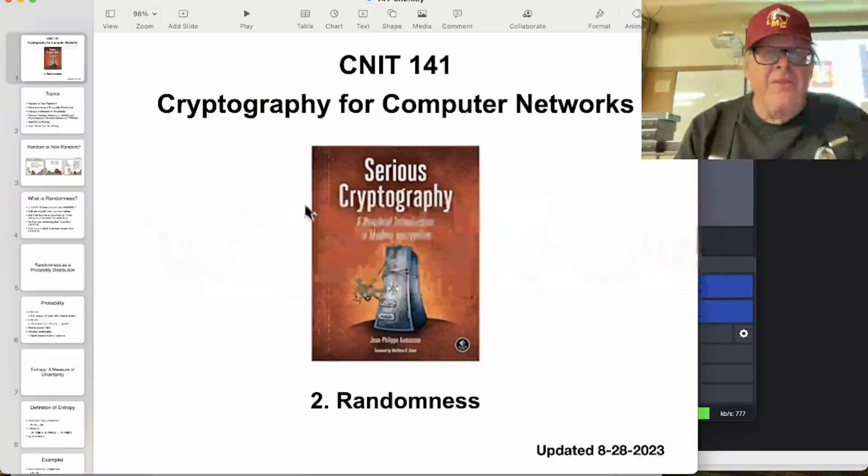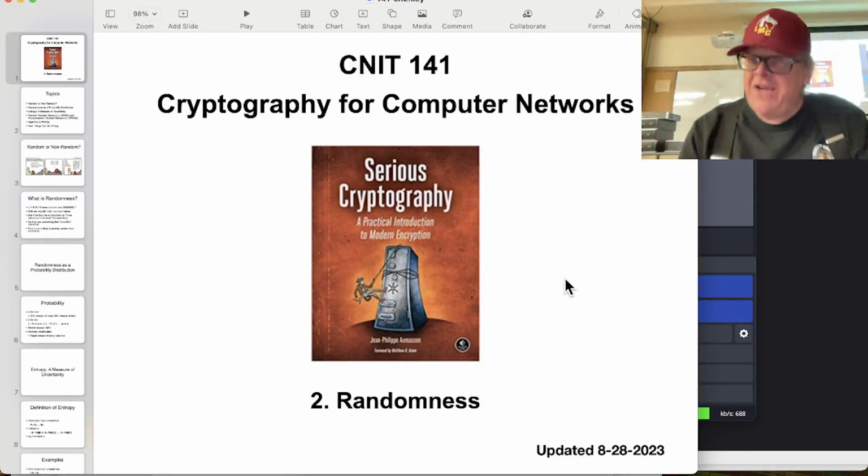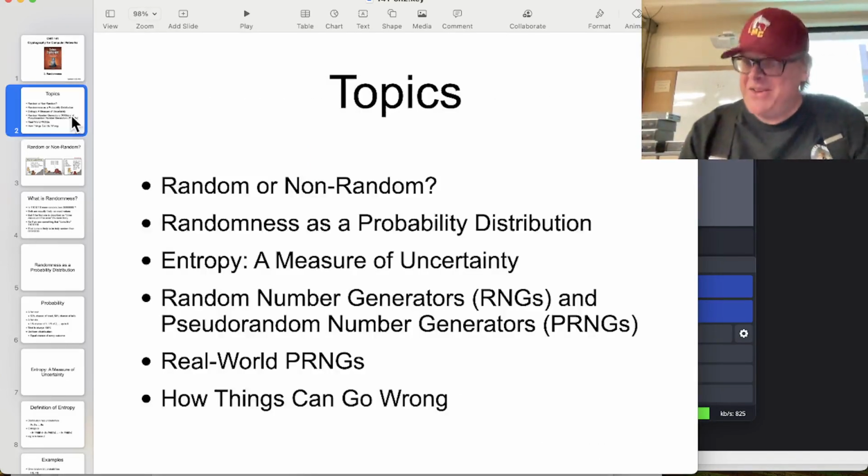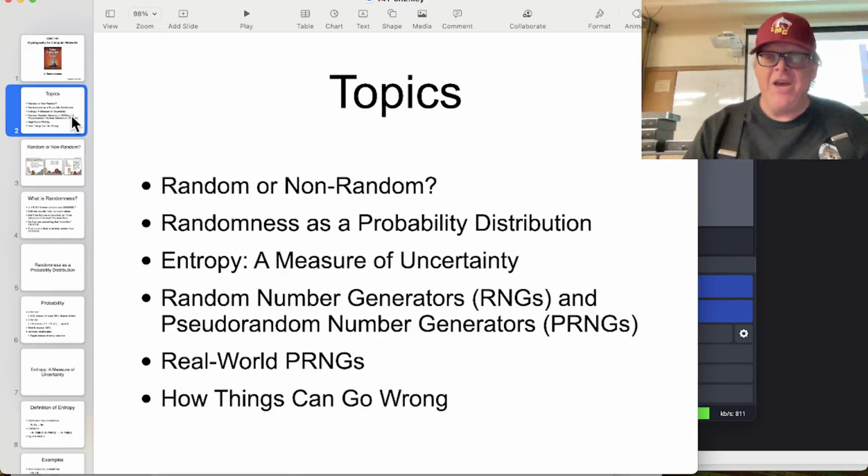So now we've got to talk about randomness, which is kind of crazy. You need random numbers in cryptography, but it's actually pretty hard to define what random is and to measure whether something is really random enough. And in fact, there have been some serious problems caused by random numbers not being random enough.